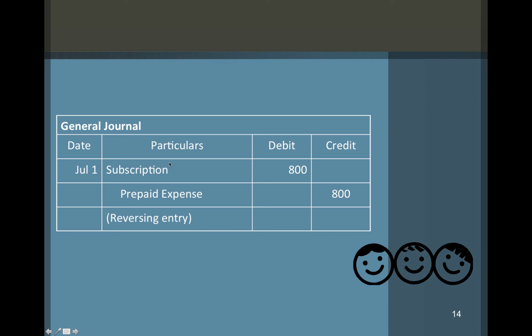So let's see how that happens. Here's the general journal entry. Now we perform it July 1, the very next day, the beginning of the next accounting period, and we need to reverse the double entry that was the balance date adjustment. You'll remember that previously the double entry was prepaid expense debit, subscription credit, $800. Now we reverse it. Subscription now has to be debited $800 and the prepaid expense is credited by $800.